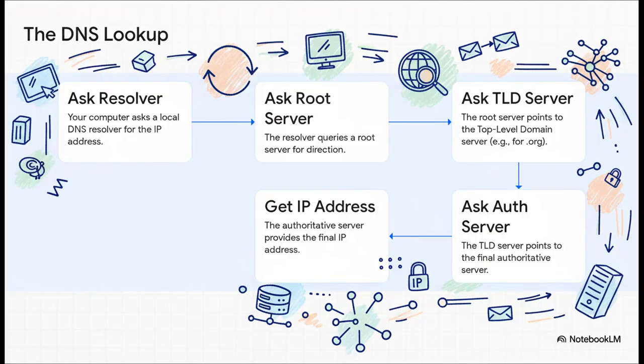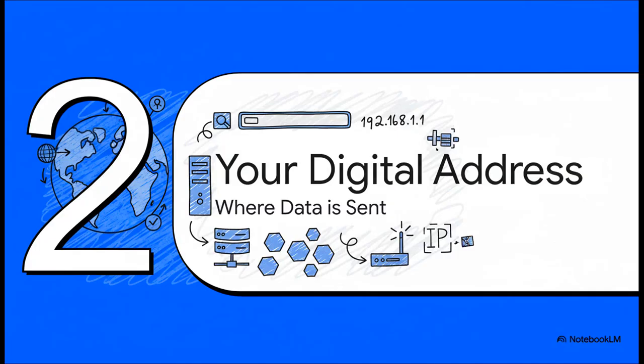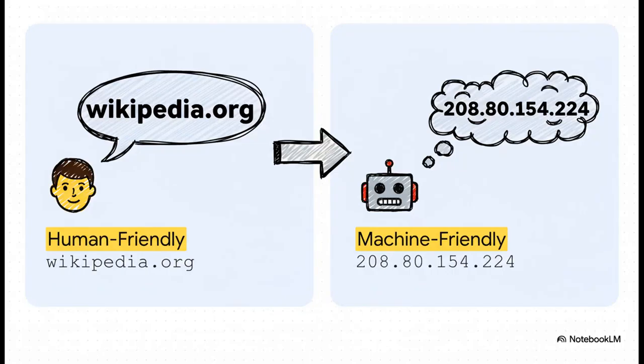And this lookup? It's this lightning-fast chain reaction of requests. Your computer asks a local resolver, which might ask a root server, which then points to, say, a .org server, which then finds the final server holding the address. And this entire global conversation happens in just milliseconds. I mean, literally faster than you can blink. So, just like that, in a flash, DNS has found the right number. Now your computer has the one crucial piece of information it needs to actually start the journey, the digital address of its destination.